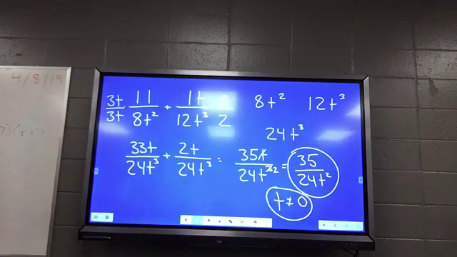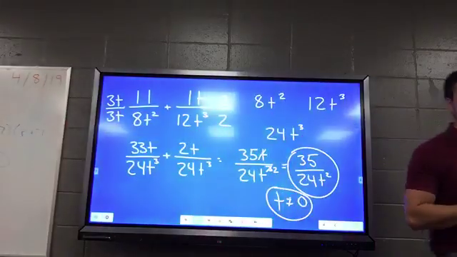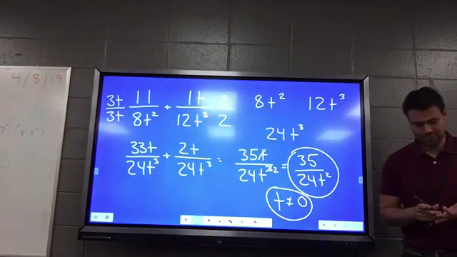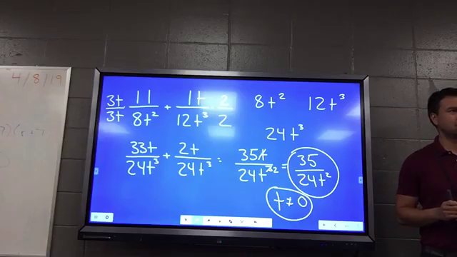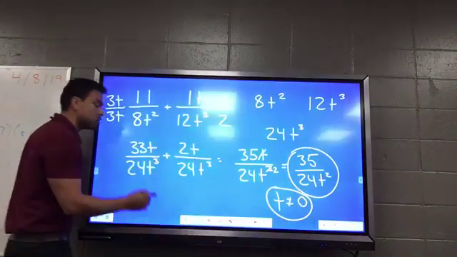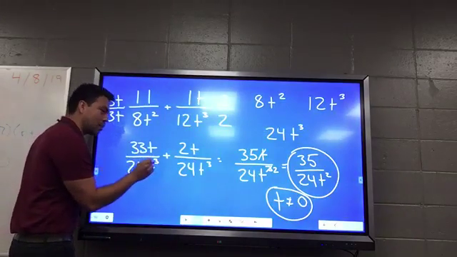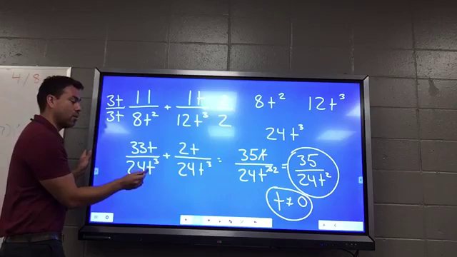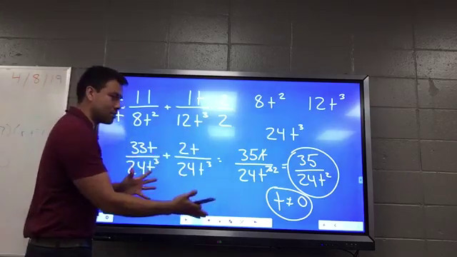Is the excluded value always 0? No. So far it has been, but it's not always the case. We'll see what happens when it's not. If the exponent is 2 or greater, is it always not going to equal 0? No. Great question. It doesn't have anything added on to it. If it's just a monomial with a variable, it could be any exponent, and the variable cannot equal 0.